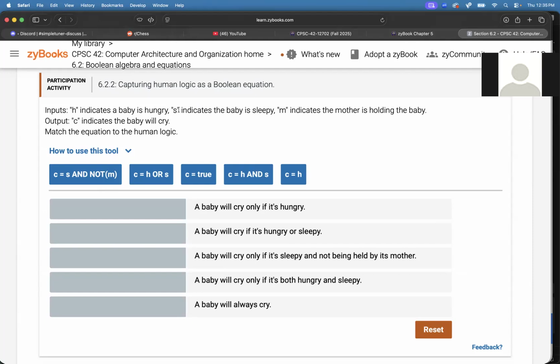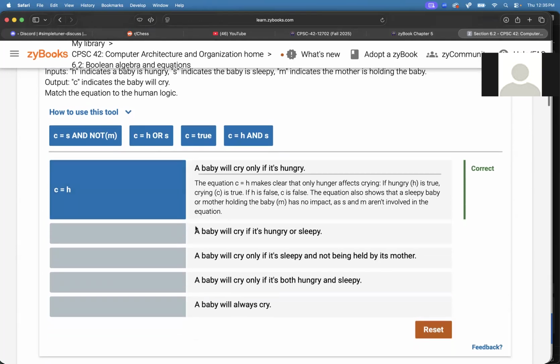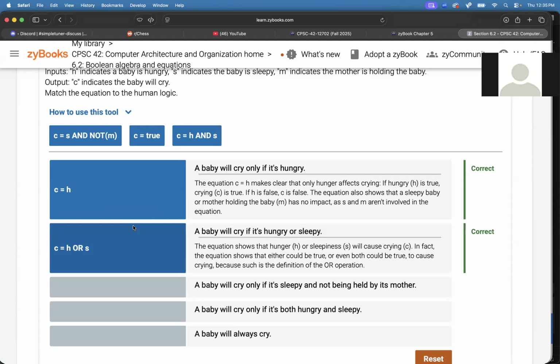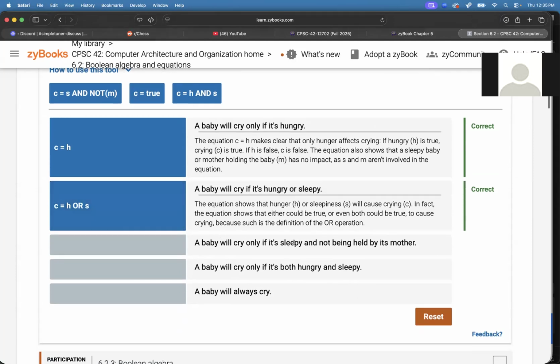H is hungry, S is sleepy, M is mother, C is baby will cry. So baby will cry if it's hungry. So cry equals H. A baby will cry if it's hungry or sleepy. So we're looking for hungry or sleepy. There's hungry or sleepy. Baby will cry if it's sleepy and not being held. So that sleepy is S, not held is not S.